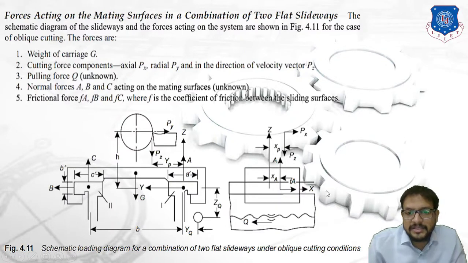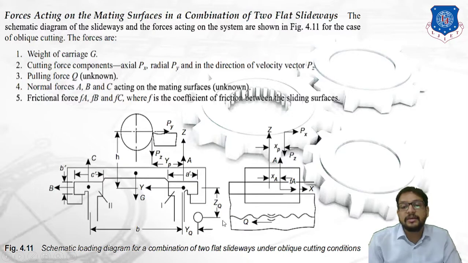Okay, this represents the x-axis. And this Fa is called our frictional force, and Q is a pulling force which is acting in this horizontal direction on the left side.